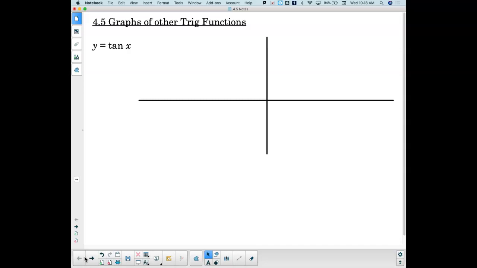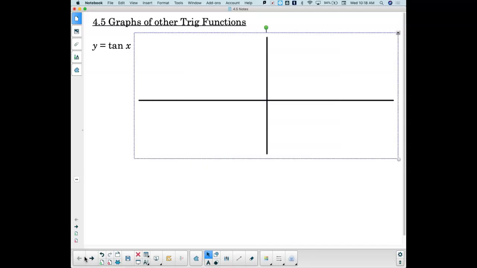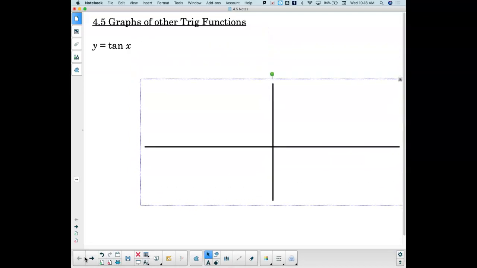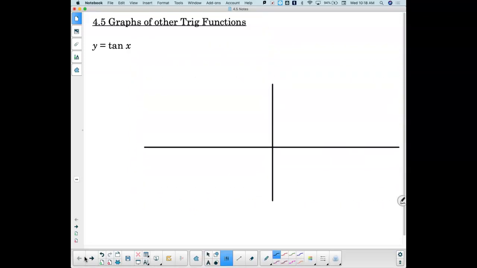Refresh my memory as to what tangent is in trigonometry. In trig, not on a coordinate grid. Sine over cosine. So tangent is the sine of x over the cosine of x. On our unit circles, it's y over x. We learned that way back in first semester.